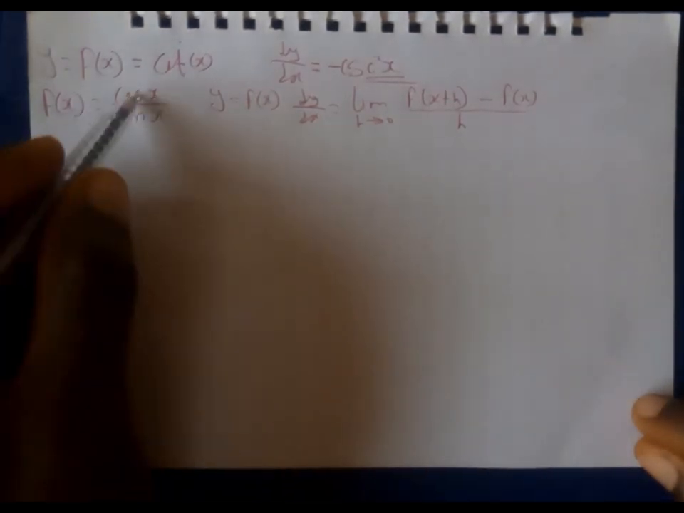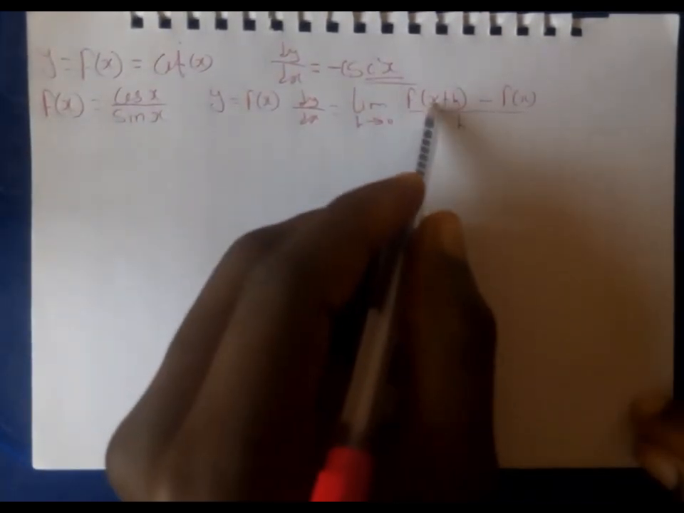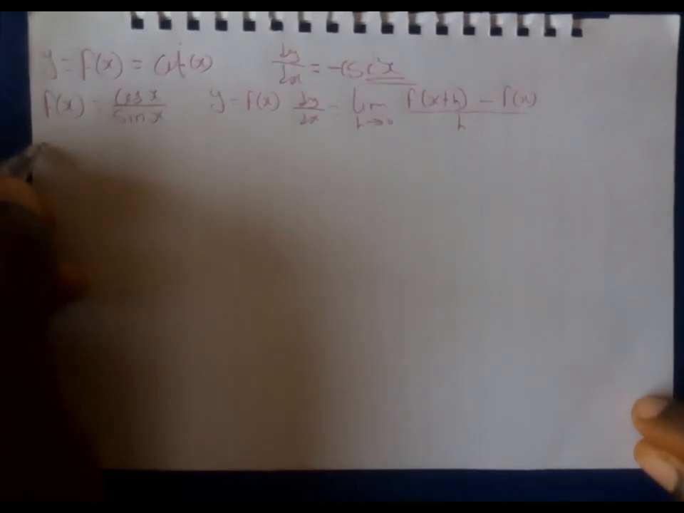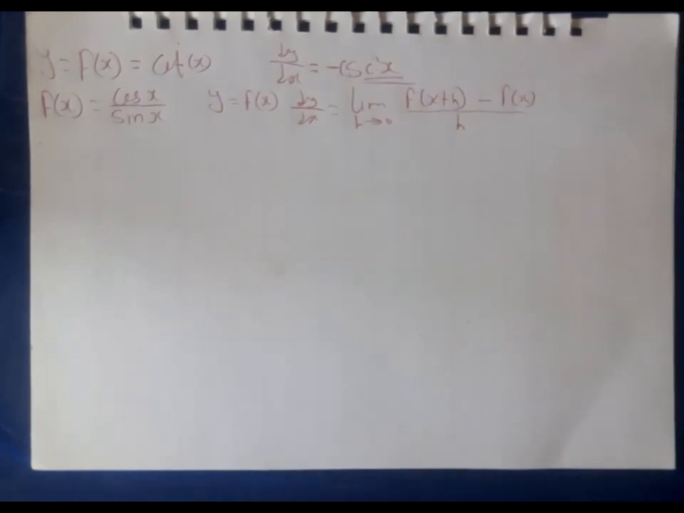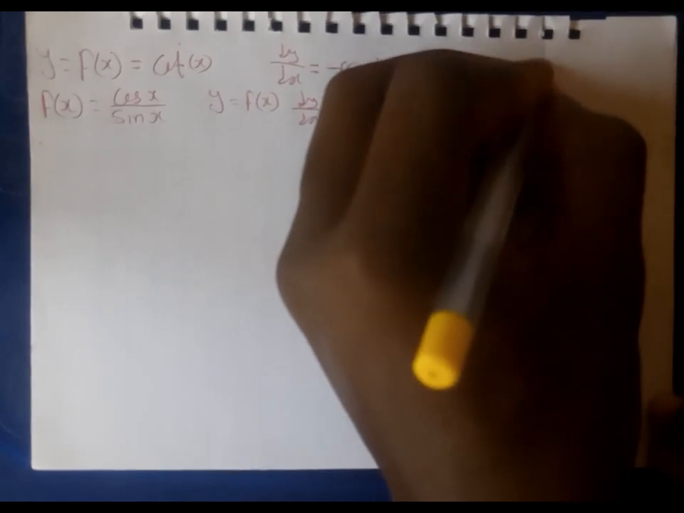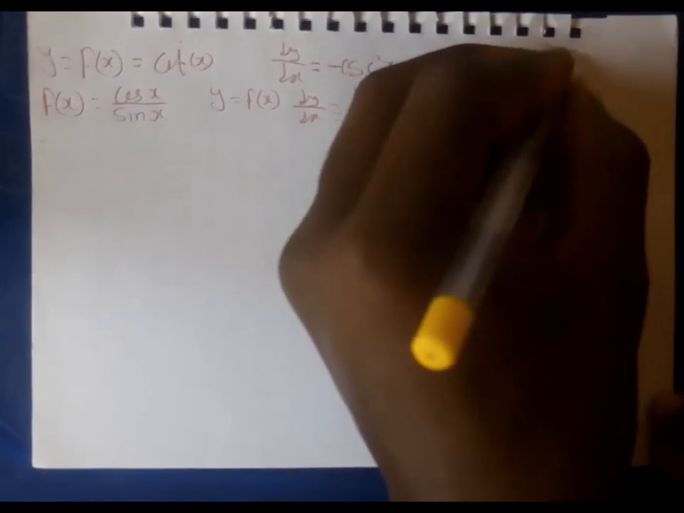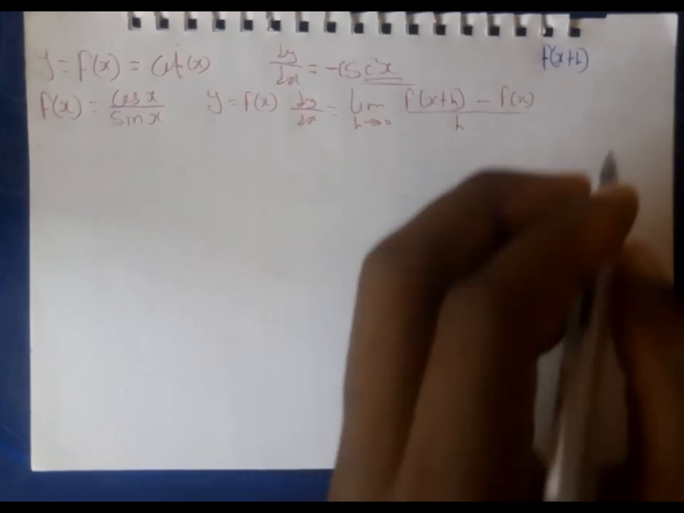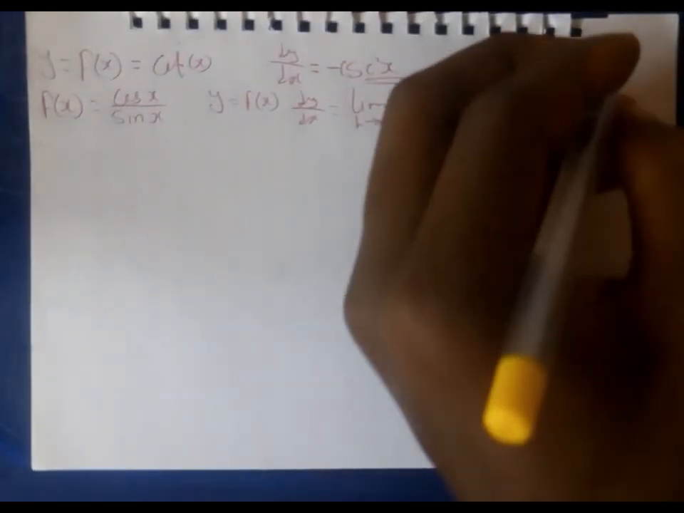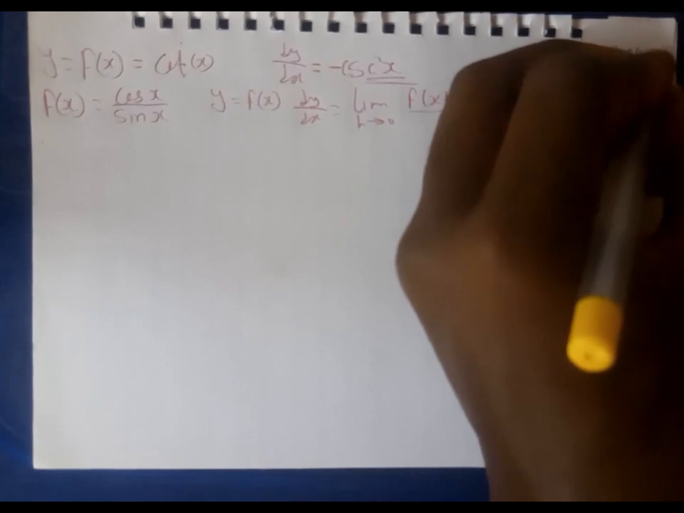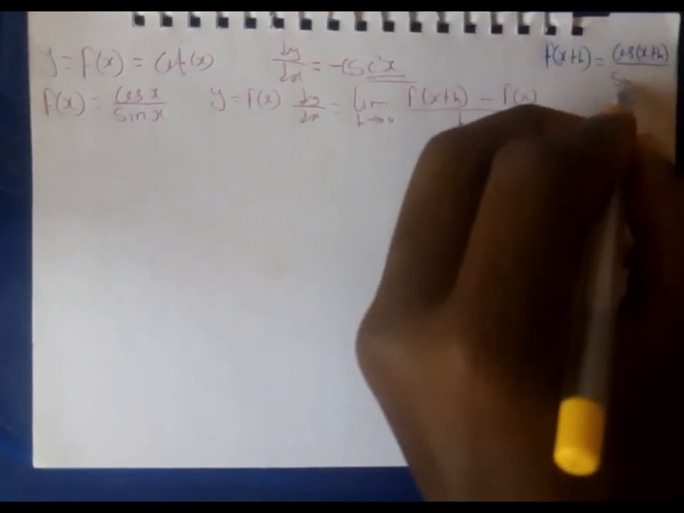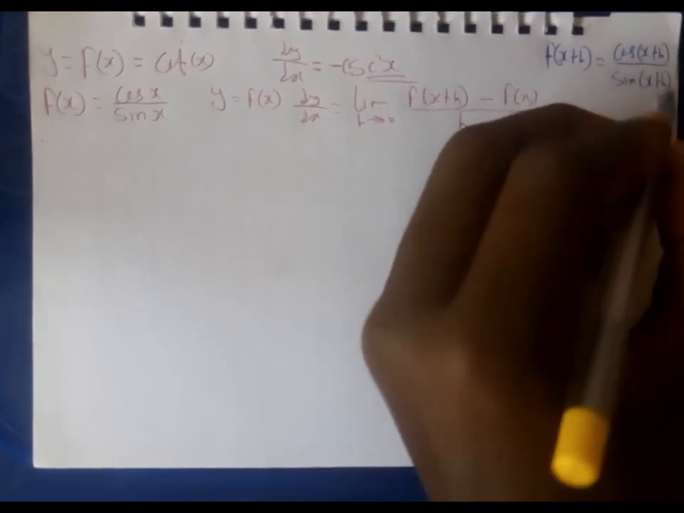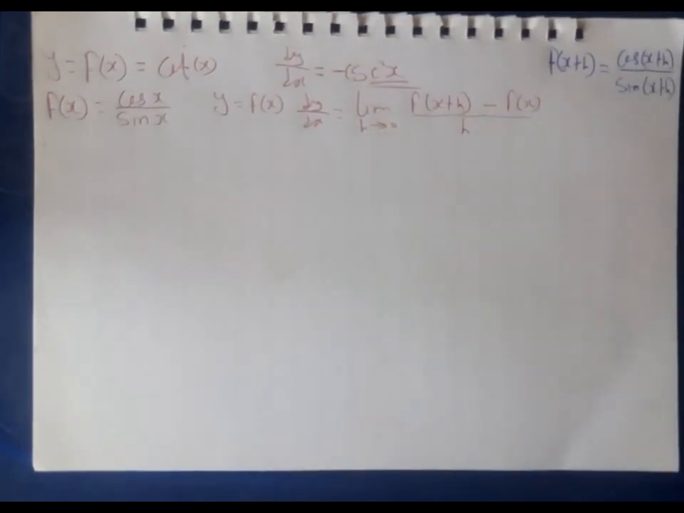So if f of x is cos x over sine x, then what would be f of x plus h? Well, what that means is that wherever we see x in f of x, we should replace it with x plus h. So therefore, f of x plus h will be equal to cosine of x plus h, all divided by sine of x plus h. Perfect. So let's continue our proof.